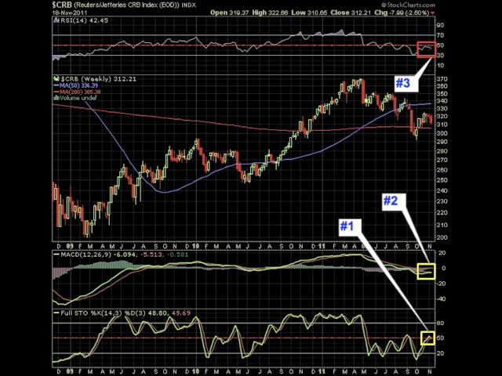Above that, point number two, the MACDs are leveling off, and the histogram bars, they're flattening out toward that 0 line. Gave this one a yellow mark. And up top, point number three, the relative strength index is bouncing off of that 50 line, headed lower. Gave this one a red mark.